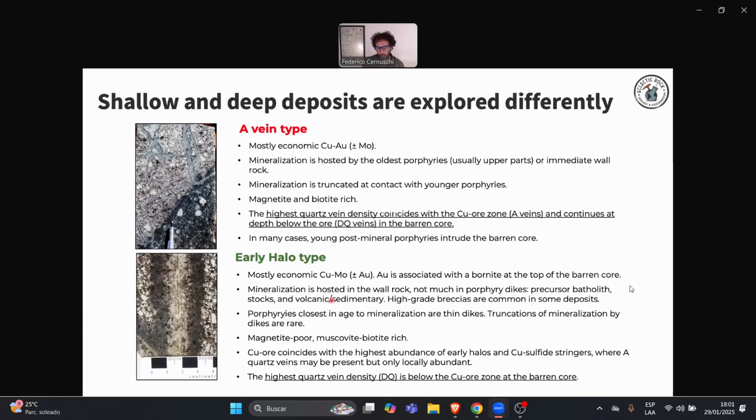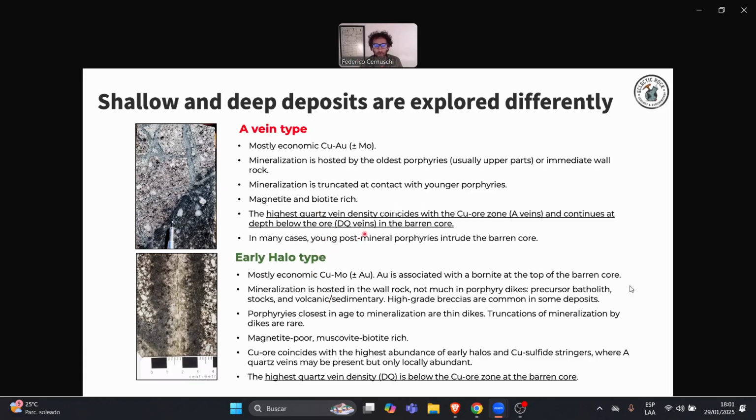And the porphyries that are closest in age to the formation of the deposit are very thin dikes and deep in the system. So there are not many truncations of mineralization by porphyry dikes. And there's not too much sense in finding the early porphyry in exploring an early halo type porphyry. They're also magnetite poor, and there's muscovite in the center of the deposit. So the geophysics, the magnetics of an early halo type porphyry is going to be the opposite of an A-vein type.